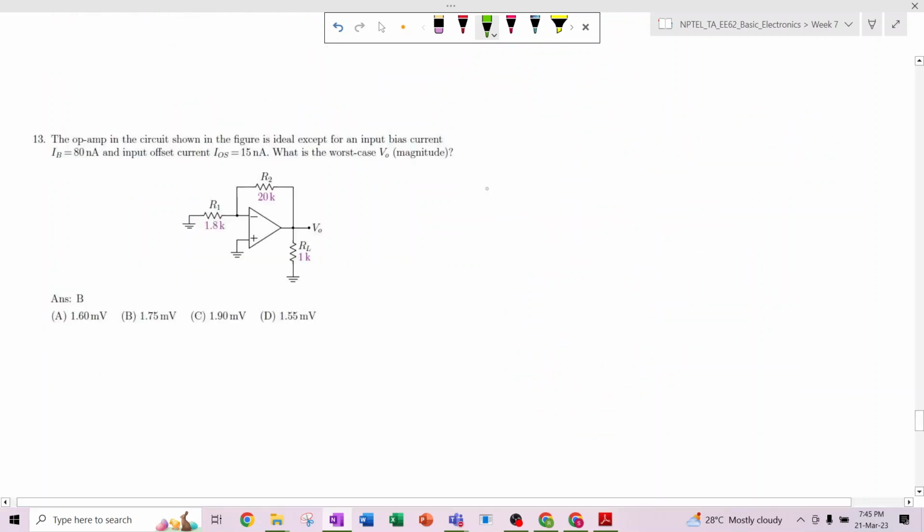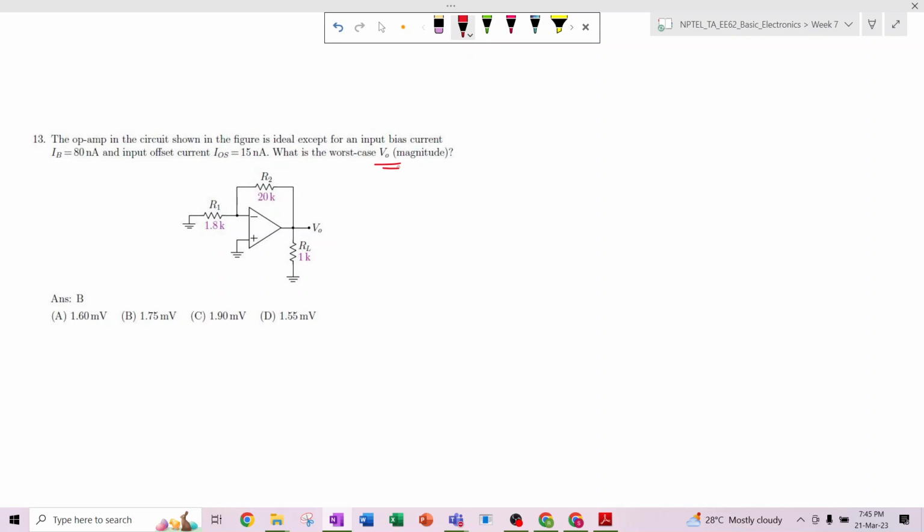Okay, so the next question is: the op-amp in the circuit shown in the figure is ideal except for an input bias current IB and input offset current IOS. What is the magnitude of the worst case VO?